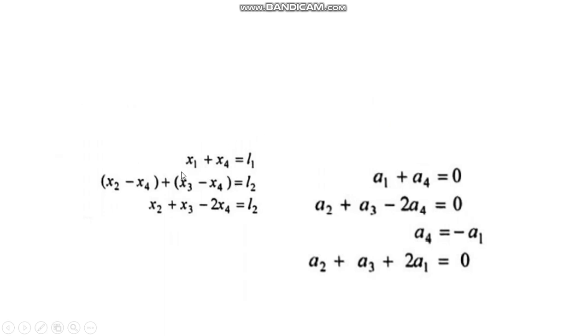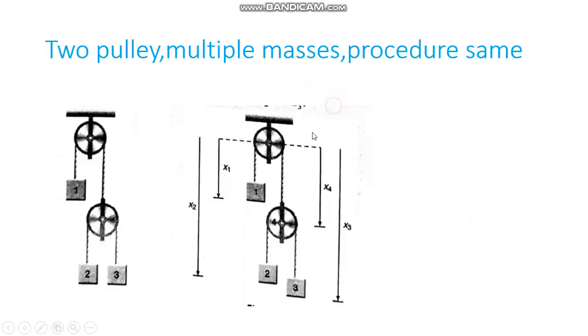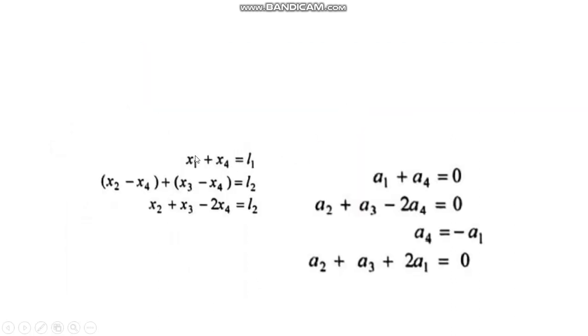So if you see, x1 plus x4, now this is rope 1 and this is rope 2. x1 plus x4 will be constant, so that is what is written here. Now coming to L2.